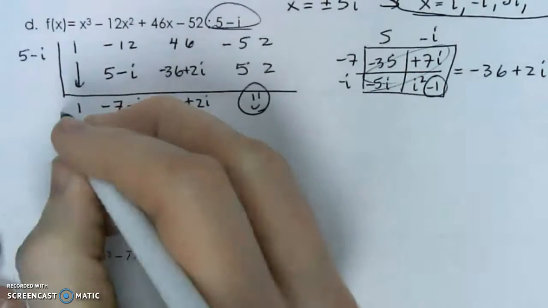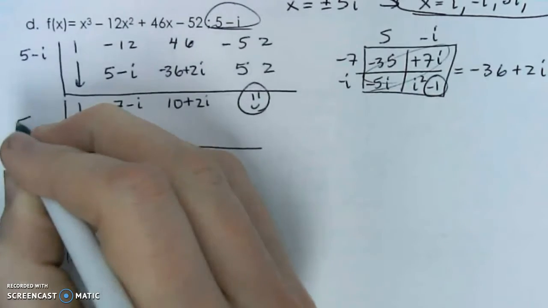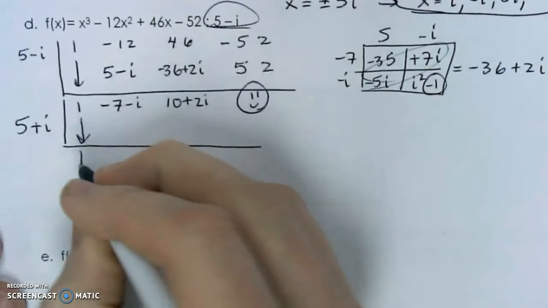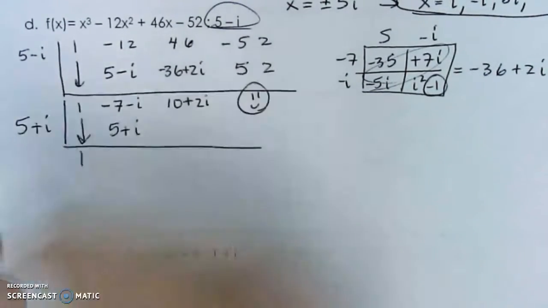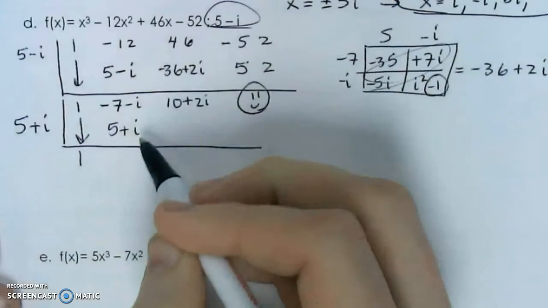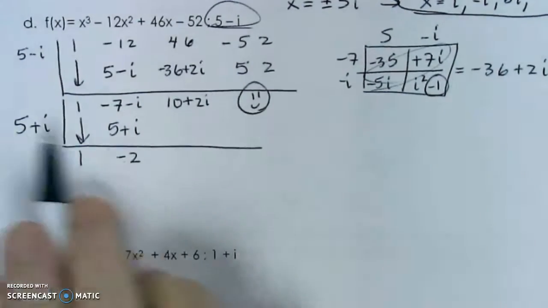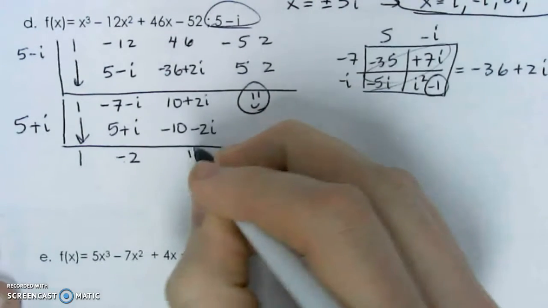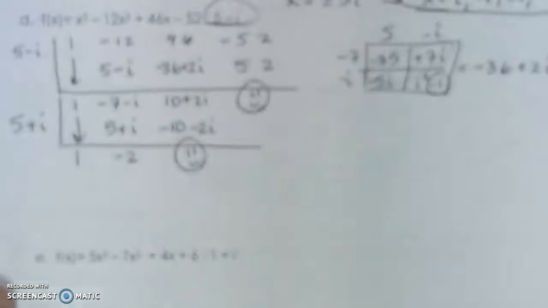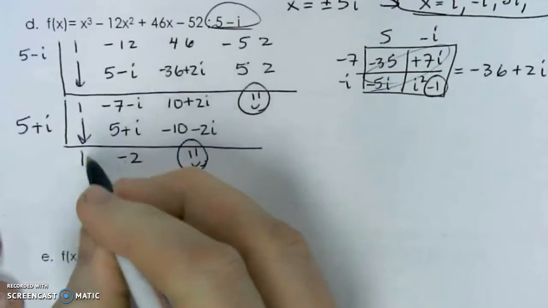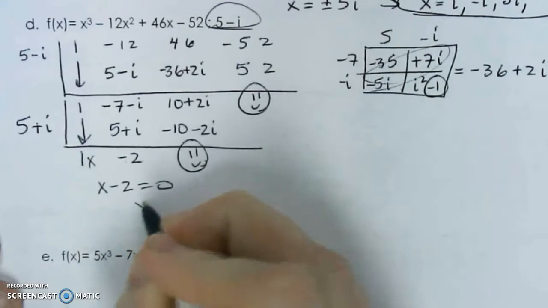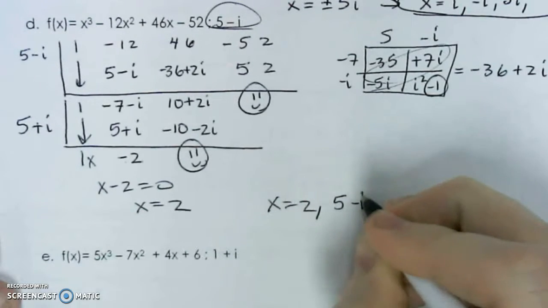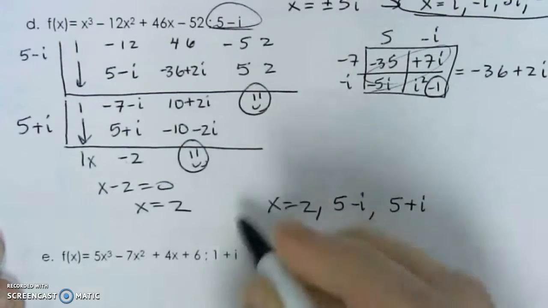So we know that if 5 minus i goes in, so will 5 plus i. So that's the next one to come out. 1 comes down, we multiply, you add your column together, and the i's cancel, you just get negative 2. Then you multiply by negative 2, and you're going to get negative 10 and negative 2i, which makes remainder 0. And then your leftovers, we're left with a constant and a 1x, so we set that equal to 0, and we get 2. So 2 is your real number, and then we've got 2 imaginary zeros as well, 5 plus i and 5 minus i.